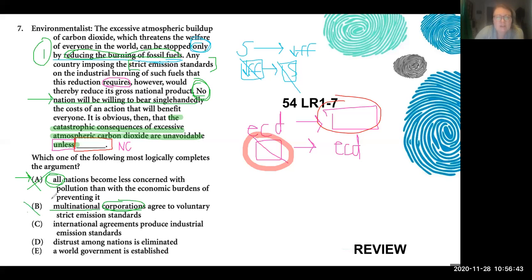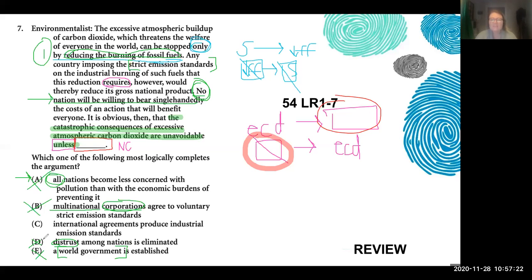This is a question that I would have spent probably significantly more time on if I didn't predict my answer. But since I predict my answer, it's pretty easy for me to go through and eliminate. Because if we look at E, a world government is this. Do we need a world government to be established? Too strong. Too strong, right? D, distrust among nations is eliminated. Do we need to trust all nations to be able to accomplish this? Relevant. I mean, trust is not mentioned. Right. Is trust needed to have strict emission standards? That's never stated.